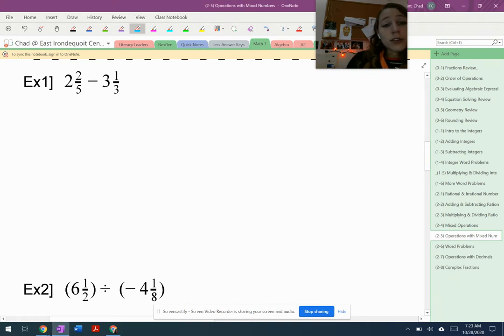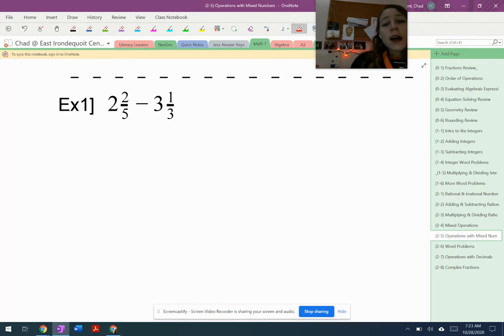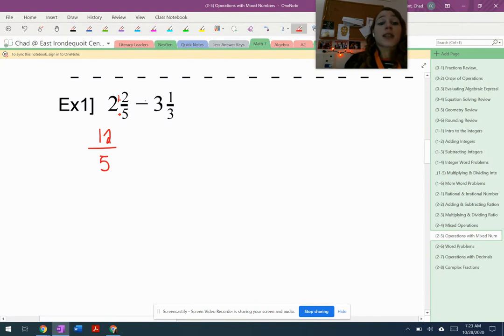So, looking at my first fraction there, the denominator times the whole number. 5 times 2 is going to give me 10. 10 plus 2 on the top, so times plus gives me 12 fifths. The 2 and 2 fifths was a positive, so my 12 fifths stays positive. Carry down that minus sign. 3 times 3 is 9. Plus 1 is 10 thirds.